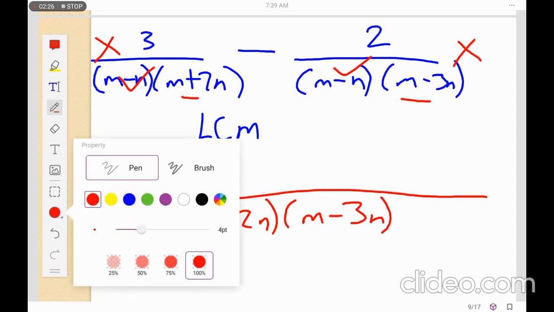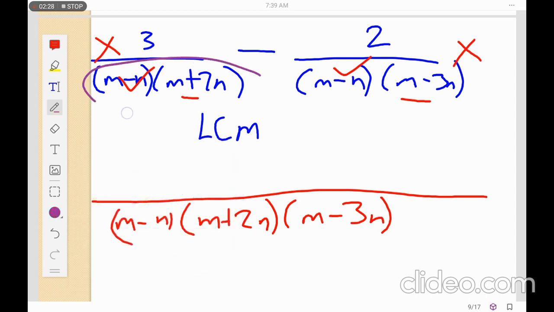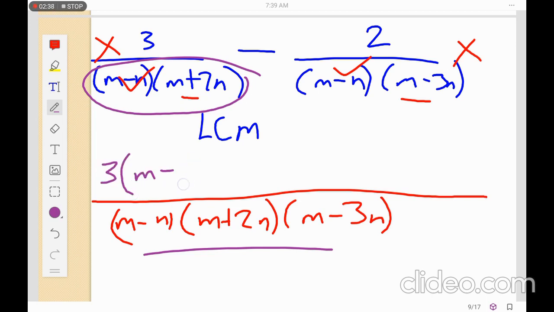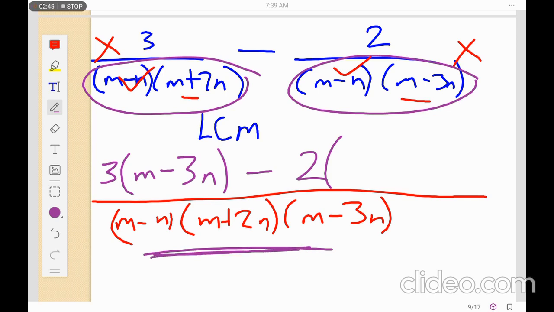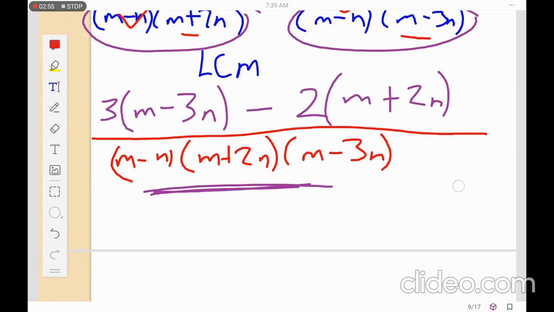So it's as good as I'm dividing this denominator into this whole denominator. Here for the first one, I'll remain with 3 by what is not there. I've got m minus 3n. Minus, for the second one, I'll have this whole thing dividing again into this whole denominator. So I'll have what is not there, m plus 2n. Okay, like that.